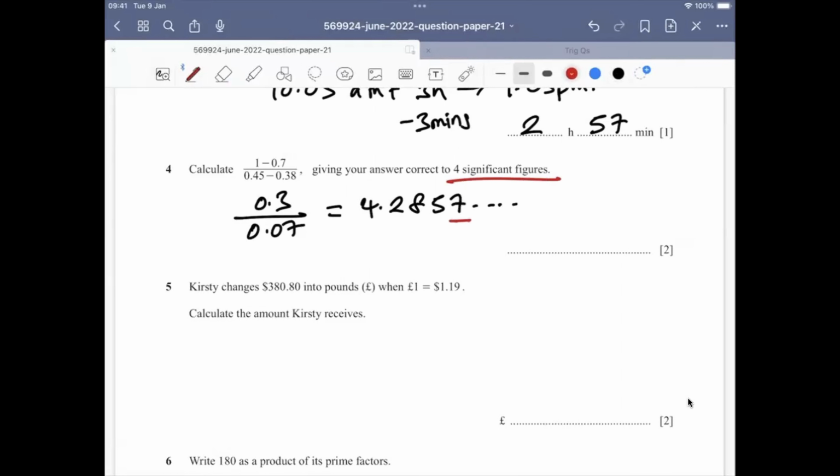So we're going to take our 5 and round it up because of our 7 here. So this is going to be 4.286 to 4 significant figures.